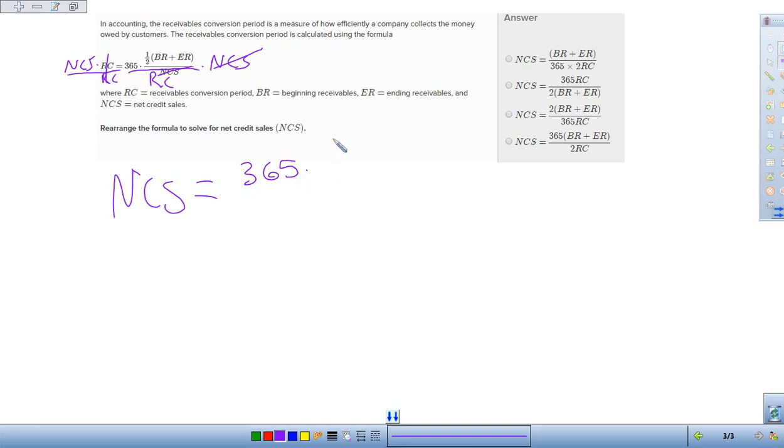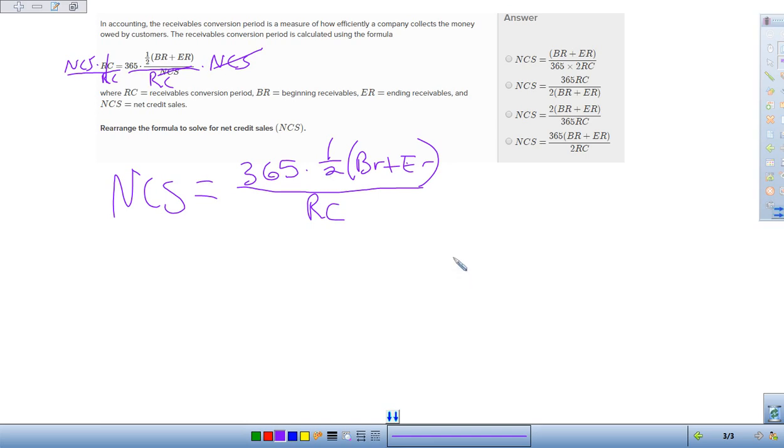365 times 1/2 times BR plus ER, beginning receivables and ending receivables, all of that divided by RC, which is our receivables conversion period. So here we have 365, where's the 1/2? Uh-oh. Aha, well, guess what? No. Hold on a minute now.